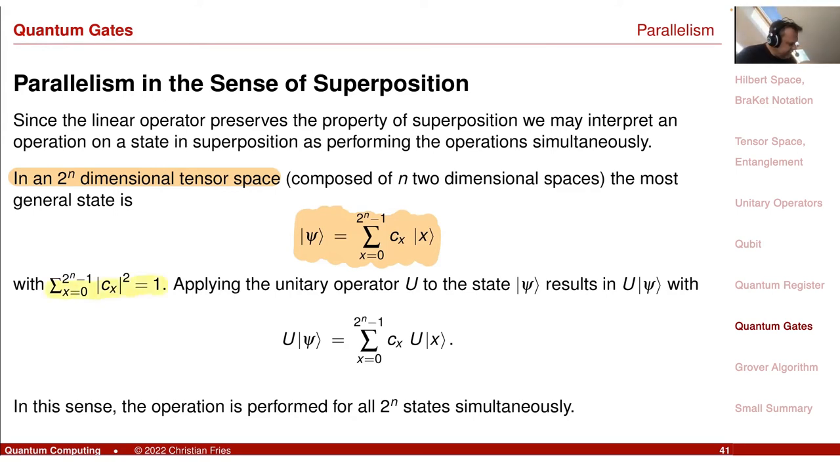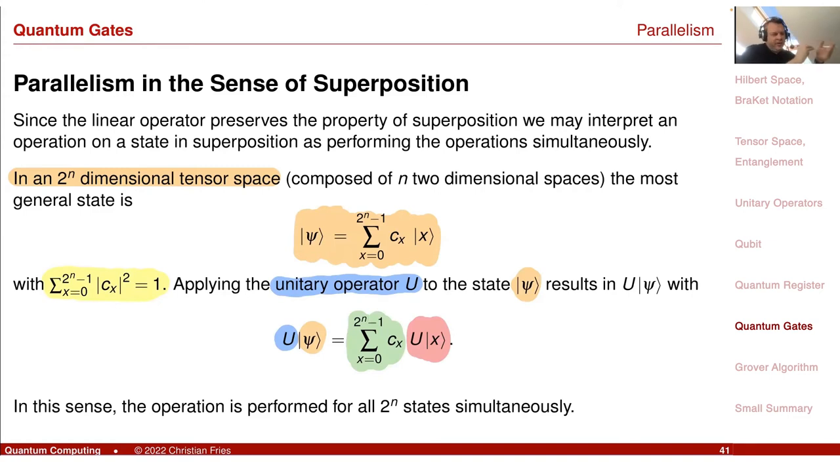So it's a unit vector. I have this additional condition. Now applying the unitary operator U to this state, my state ket psi. Well, my unitary operator is a linear operator, so I can take the sum out and the scalar multiplication out with the c_x, and I see that this is just the sum of c_x times U applied to the basis state. So you see that the superposition is preserved.